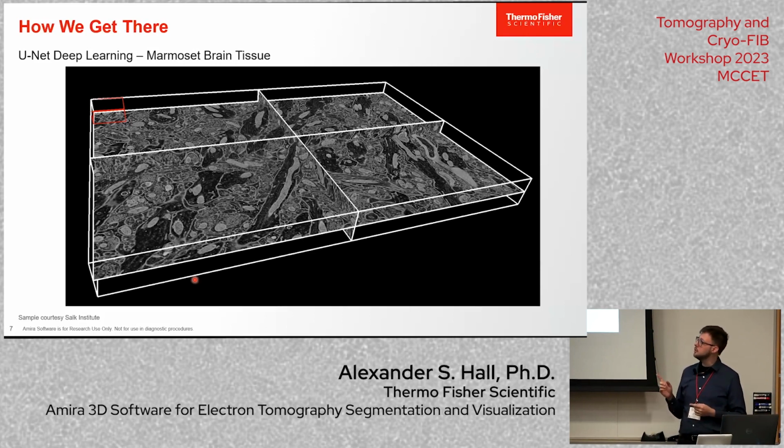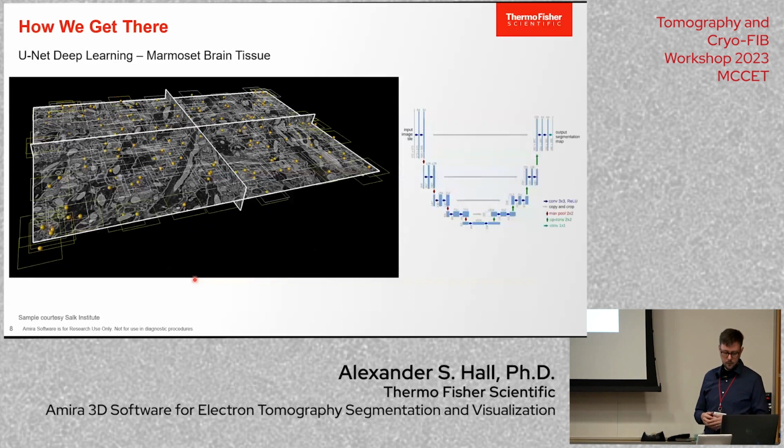The red box shows you visually how much data were used to train a model that are then used to predict a result on the rest of the image. So it's only about 1 to 2% of this data set was ground truthed by hand. Specifically in Amira, we implement what's called UNet, which is a very popular image segmentation method. We have a 2D and a 3D implementation. In this case, I use a 2D implementation.